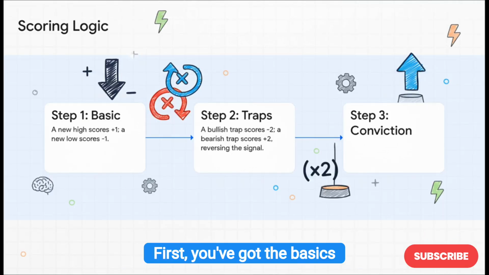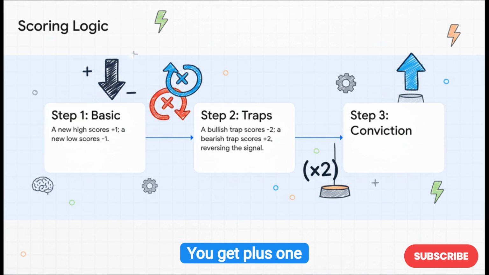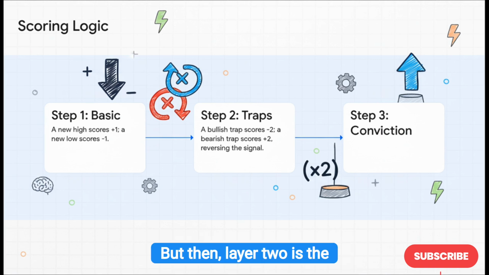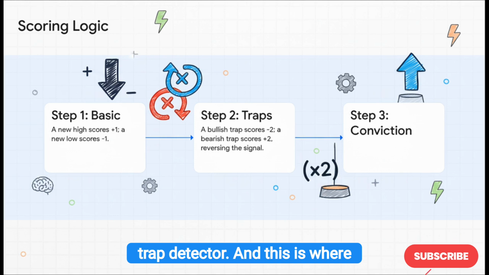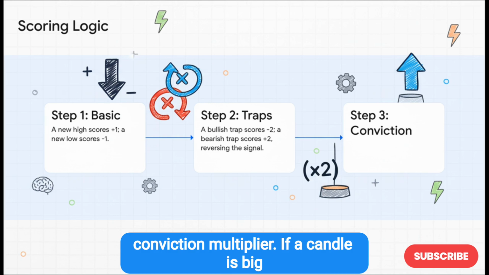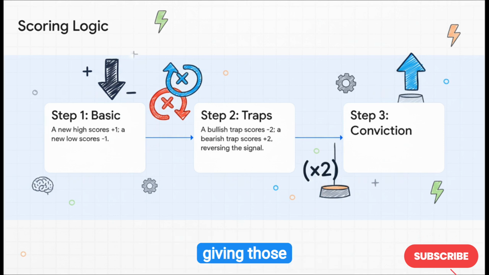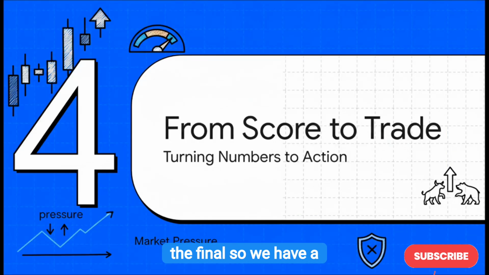First, you've got the basics. A candle makes a new high, you get +1. A new low, -1. Simple enough. But then, layer 2 is the trap detector, and this is where it gets smart. If price makes a new high, but then closes weak, the algorithm sees that as a fake out, a trap, and it flips the score to -2. Finally, step 3 adds what it calls a conviction multiplier. If a candle is big and powerful, its score gets doubled, giving those strong moves a lot more weight in the final calculation.